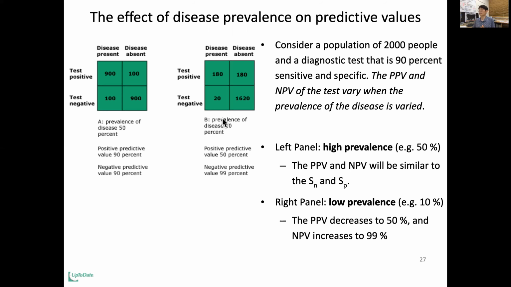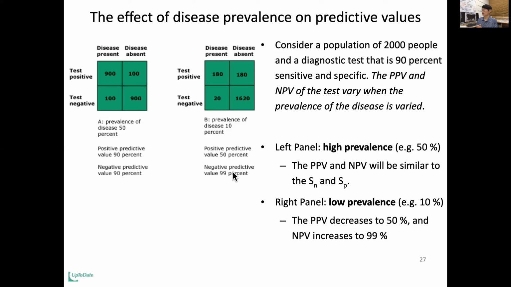That's one case. On the other hand, with a prevalence of 10%, the disease is relatively rare. Then the PPV is about 50%, which means that when the disease has 10% prevalence, even if your test result is positive, the chance of you really having the disease is only about 50%. What about negative? If the disease is rare and prevalence is low, then the negative predictive value is almost 99%. So with very low prevalence, if you got a negative result, you can be almost sure that you won't have the disease.